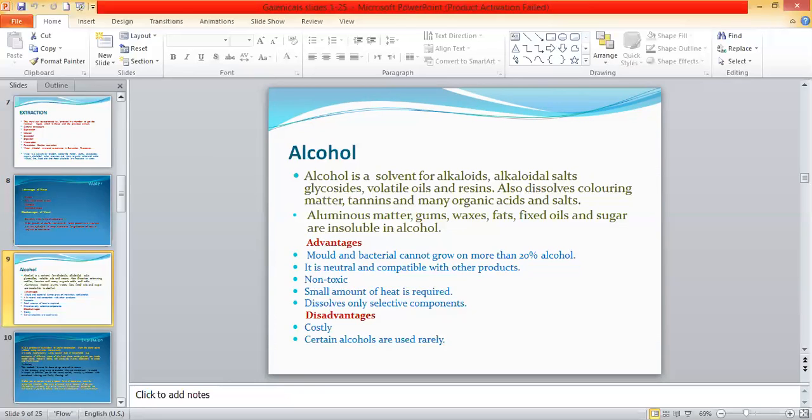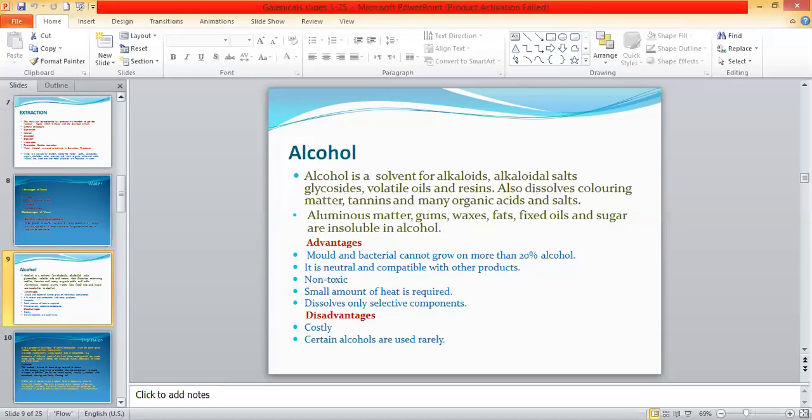What are the disadvantages of alcohol? It is costly and some of the alcohols are rarely used. Costly means it is expensive. From the manufacturer's point of view, when a manufacturer uses alcohol as a solvent in the medicine that the company is manufacturing, it causes an additional cost burden on the manufacturer, and the cost of the product is increased.